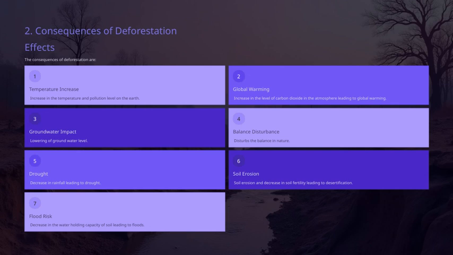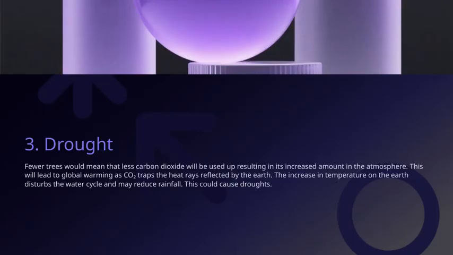In summary, deforestation has far-reaching consequences that threaten the stability of our climate, water resources, and land. Understanding these impacts helps us see why protecting our forests is so critical for maintaining the health of our planet. When we talk about droughts in this context, the key point to understand is how interconnected our environment really is. Fewer trees mean less carbon dioxide is being absorbed from the atmosphere. This is critical because CO2 is a greenhouse gas that traps heat.